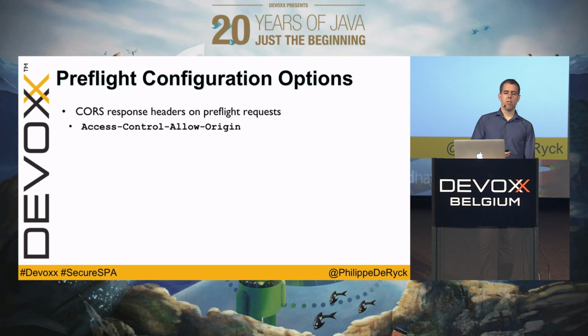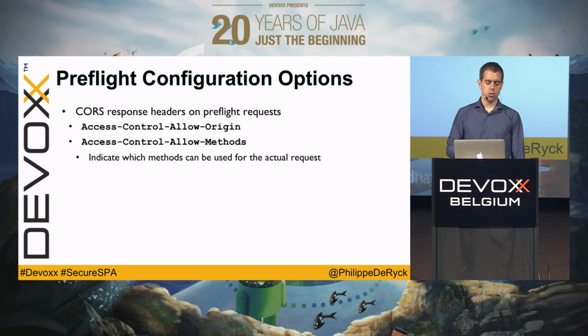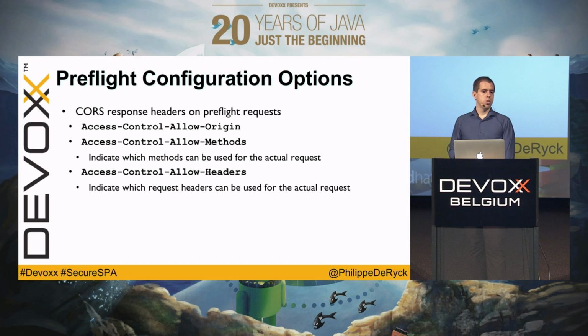Then the response on the pre-flight contains the allow origin, as with all CORS requests, and that needs to be true, or needs to match the origin that made the request. You can specify the methods that you want to allow. You can specify, okay, I'm okay with get, post, put, delete, whatever. You can specify which headers you want to allow in the request. So this prevents a malicious application from sending a request with a header that would confuse the server.